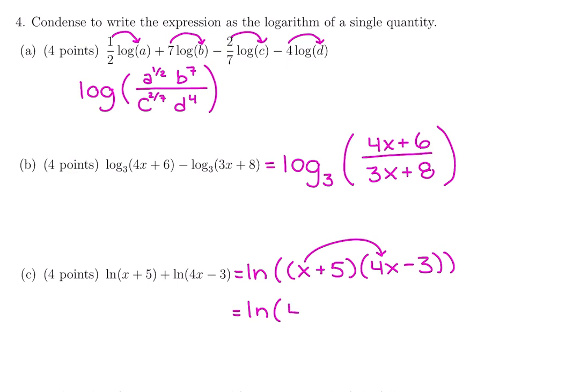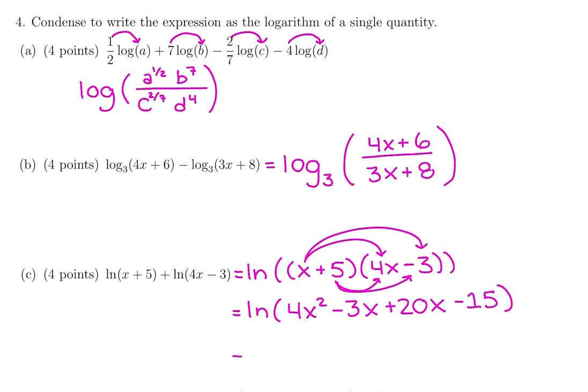X times 4x is 4x squared. Our next term here, x times -3 is -3x for that outer term. Our inner terms here, 5 times 4x is 20x. And lastly, we have 5 times -3 is -15.